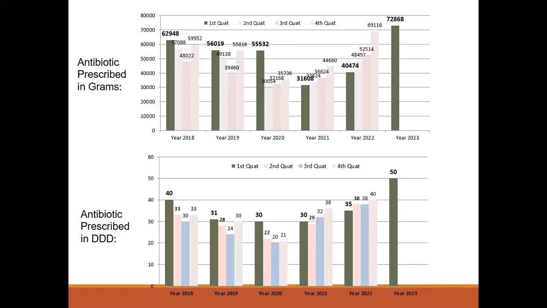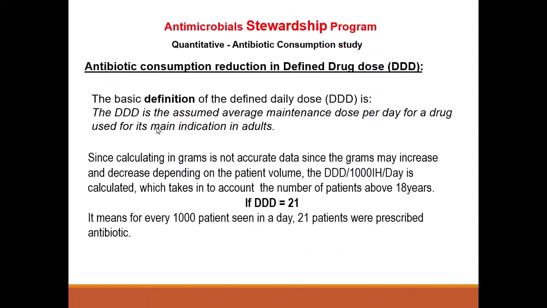So our aim is not to stop using antibiotics. It's required to save the patient's life, but we have to know when to use the dose and the period for using the antibiotic. So one way of monitoring the use of antibiotics is by antibiotic prescribed in grams and antibiotic prescribed in defined daily dose.